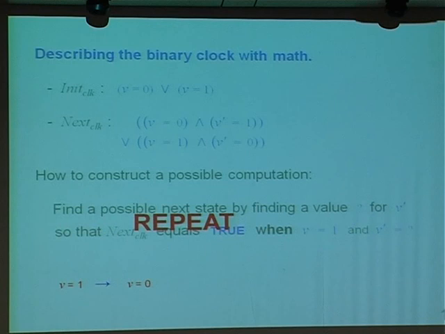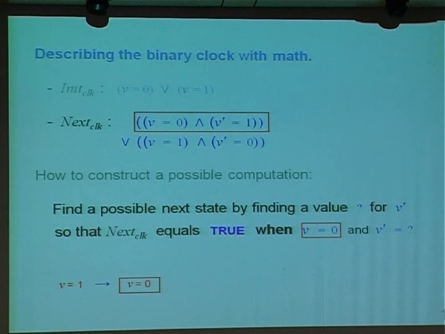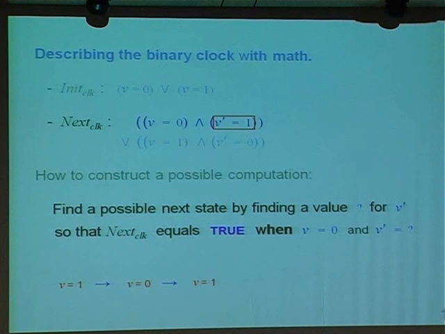We substitute V equals 0 for V, and you can see, we don't have to go through it, that we're going to get the only possible solution, again, is V prime equals 1. And now we've already done all those computations, that we know if we substitute V equals 1, we get V prime equals 0, and substitute V equals 0, we get V prime equals 1, and so on.